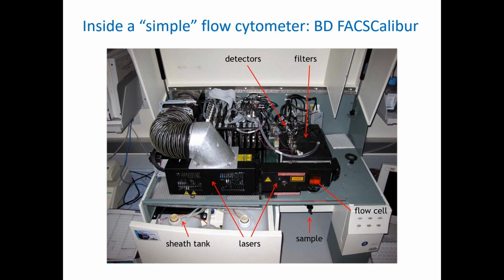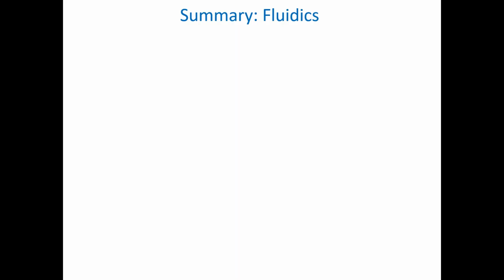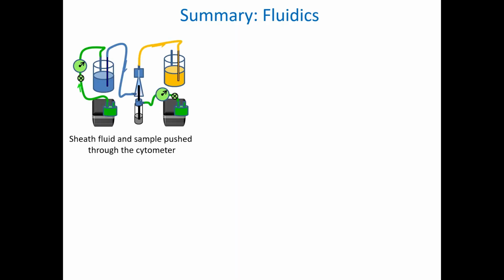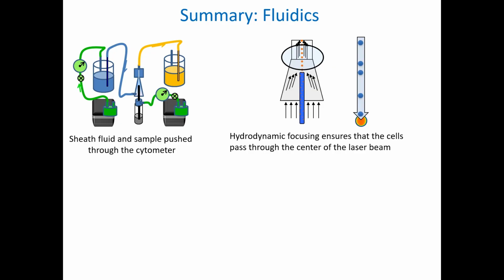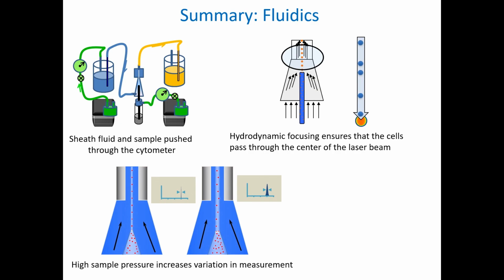Another look at our simple FACSCalibur with fluidics, optics, and electronics. The fluidics system. Sheath fluid and sample are pushed through the flow cytometer by different means of positive or negative pressure. Hydrodynamic focusing ensures that the cells pass through the center of the laser beam to be optimally excited by the laser. The sample pressure is controlled by the user.